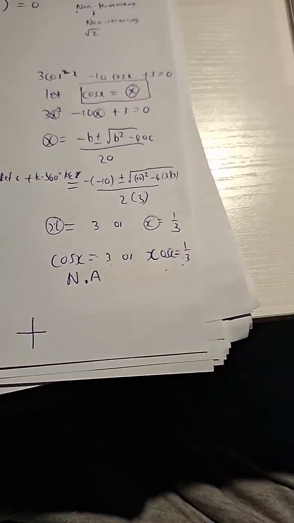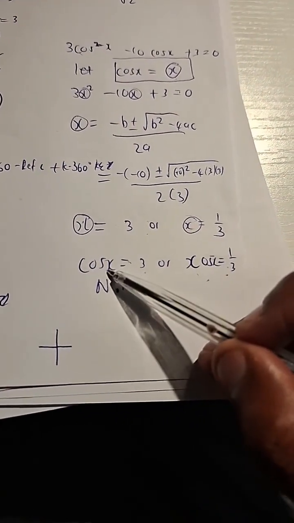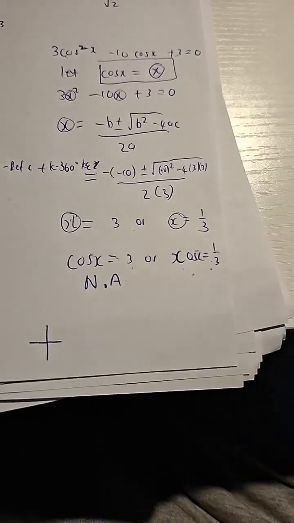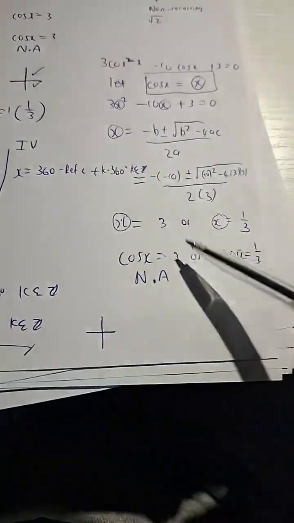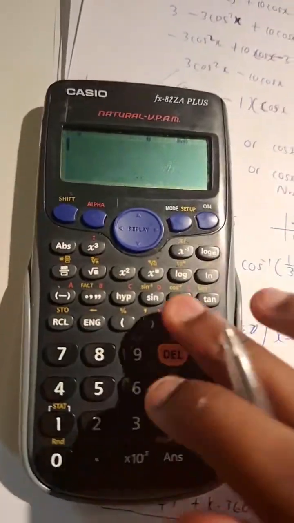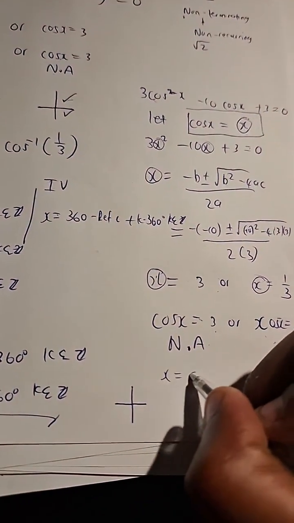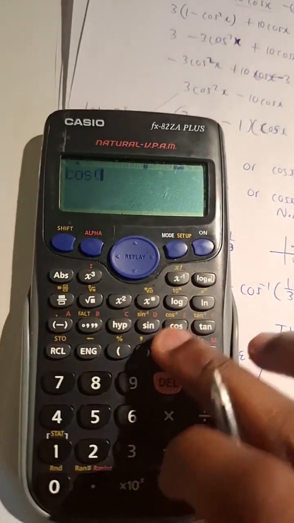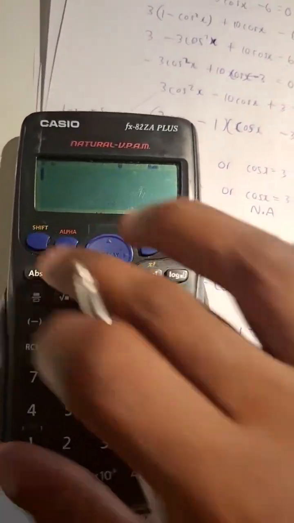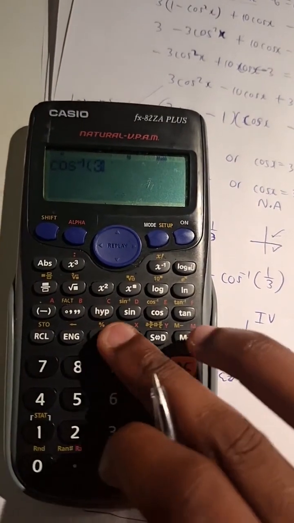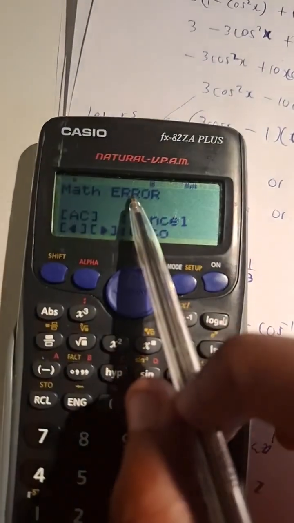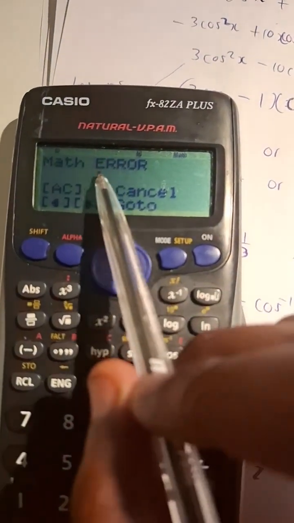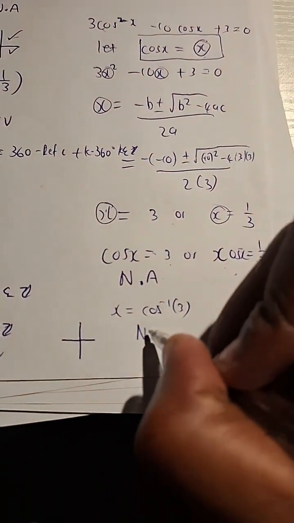Then after you are done with that, I said cos x is equal to 3. There's no answer there. Not applicable. The reason is, you are going to say x is equal to cos inverse of 3. You can go to your calculator and say shift cos of 3. You close, you can see it says maths error. That's why I'm saying there's no solution here.